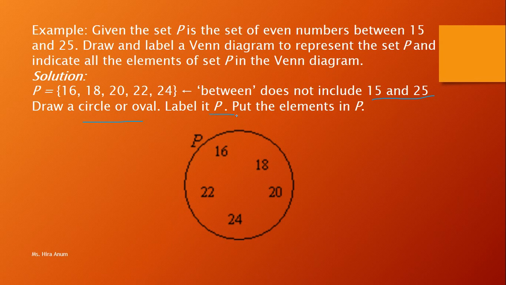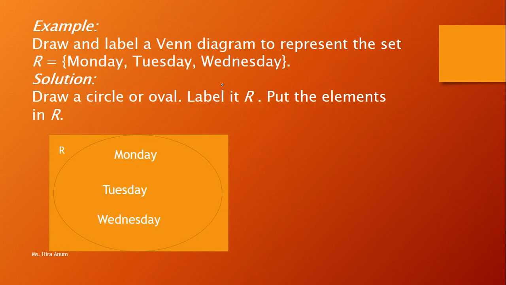Label it P. P is the element. Put the elements in P. You can write the Venn diagram of R. R is Monday, Tuesday, Wednesday. This is the universal set. This is the R set. You can write the R set outside, or you can write it here. So Monday, Tuesday, Wednesday, putting the elements of the sets.